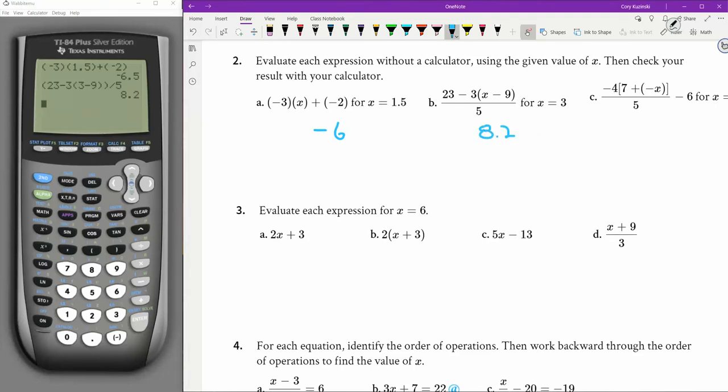I got to move my screen over a little bit, can I? No, maybe I'll just move this over.